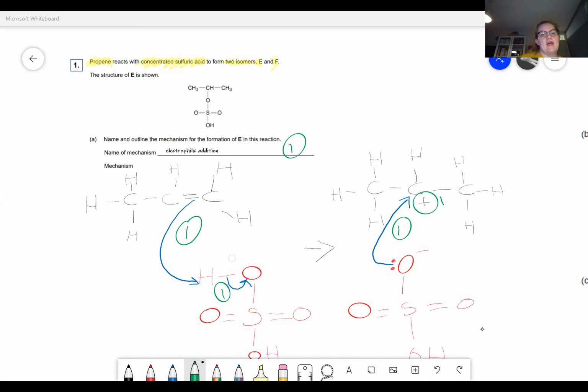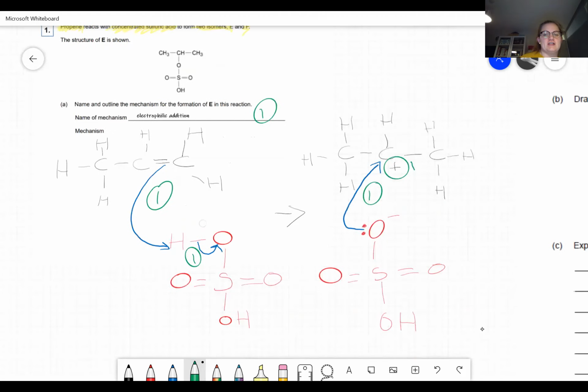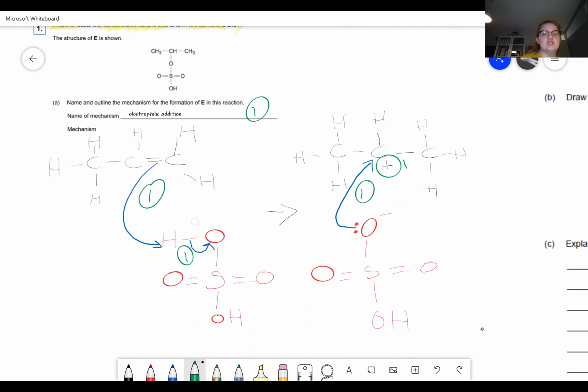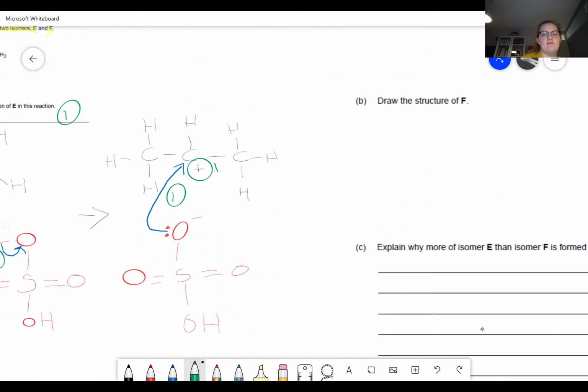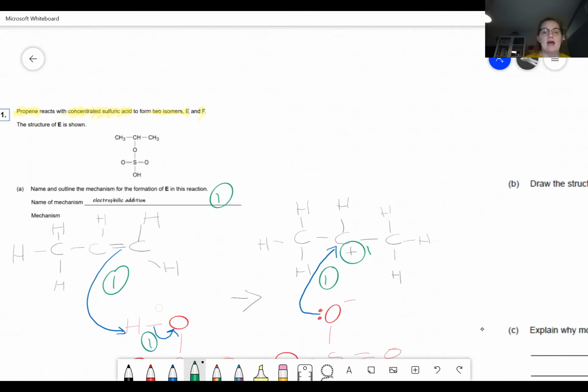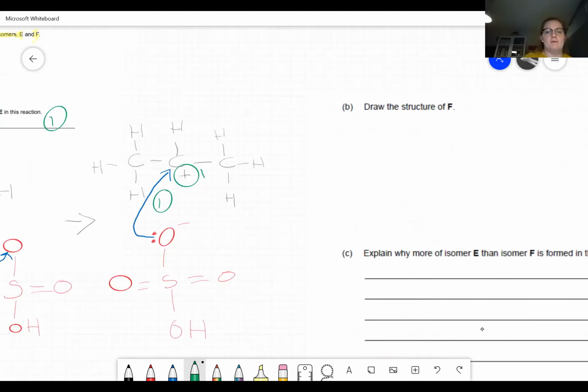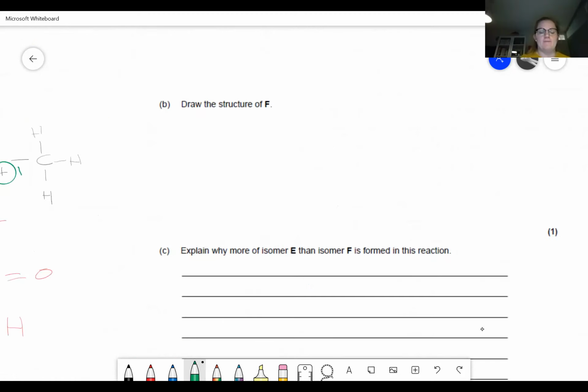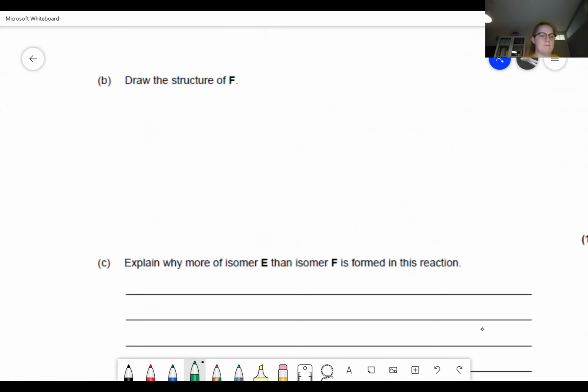And so, yeah, we looked at isomer E, and it asked us what the mechanism is to form isomer E. We said that was electrophilic addition, and we drew out the process of electrophilic addition yesterday. This question continues, and it asks us to draw the structure F. So structure F would be the other isomer that could be made from this. So that is what we're going to have a quick look at now. So part B, we can draw the other isomer.